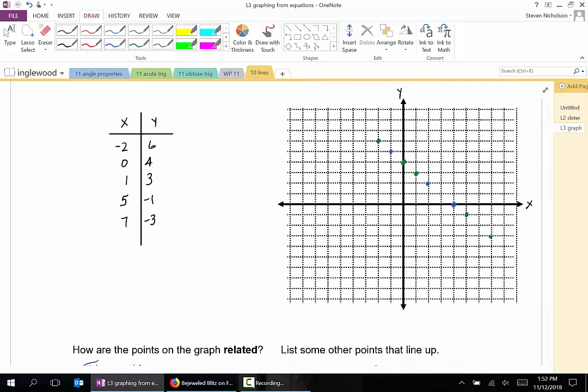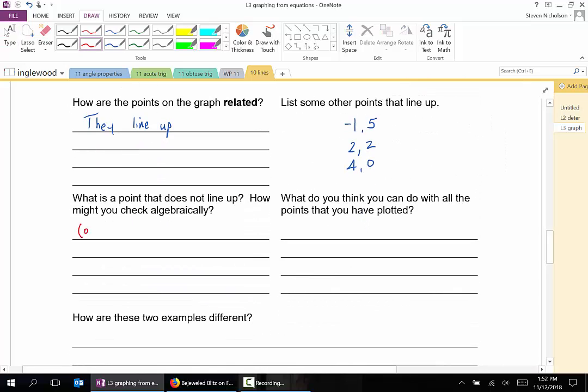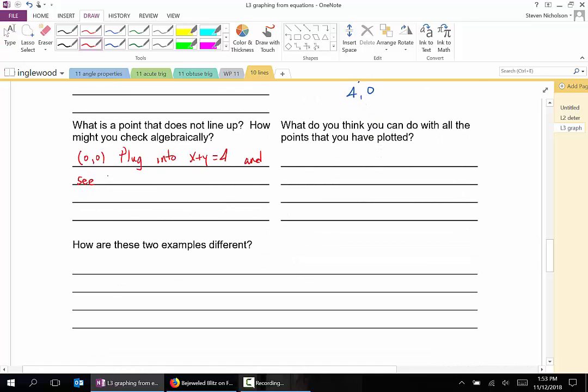So if we picked a really silly, obvious one, well, (0, 0), the red dot, doesn't line up with the blue and greens. So (0, 0) is a point that is not related in this way, and that's how we could check it. To check that this point does not line up, that it is not an x and y that adds up to 4, we simply plug into x plus y equals 4 and see that it doesn't work, meaning it doesn't add to 4. Now it's very obvious, but I want to do this anyway.